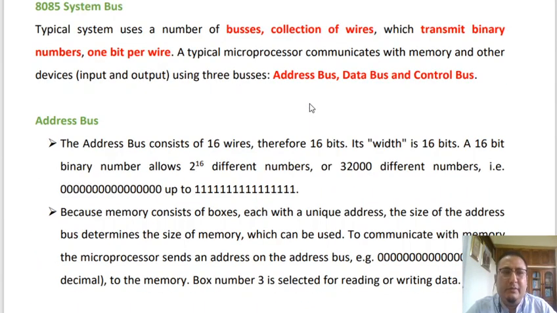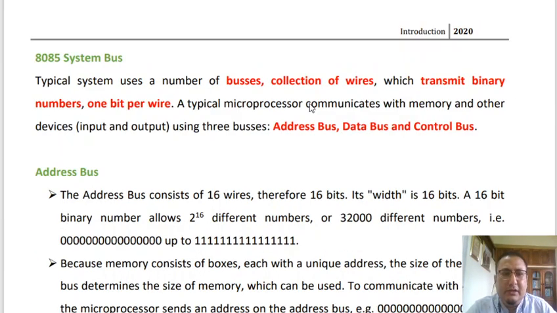Now, the 8085 system bus. The buses are basically wires across which binary values are communicated. Across one wire, we can communicate a binary digit, either 0 or 1. Buses are communication channels established over a collection of wires that transmit binary data.